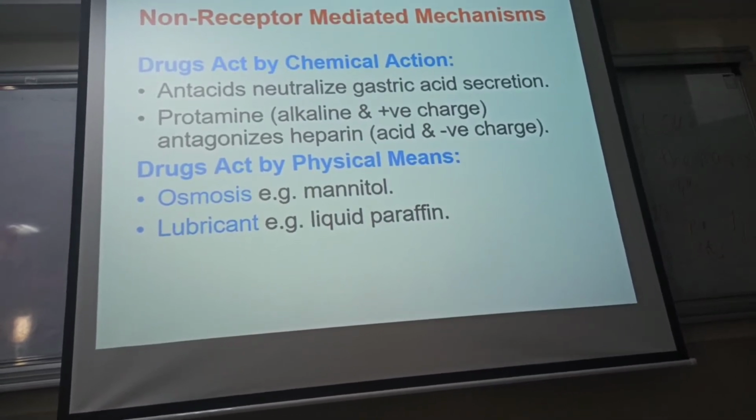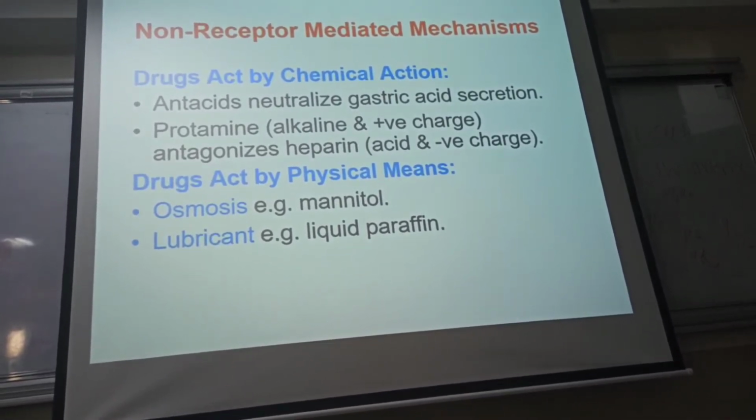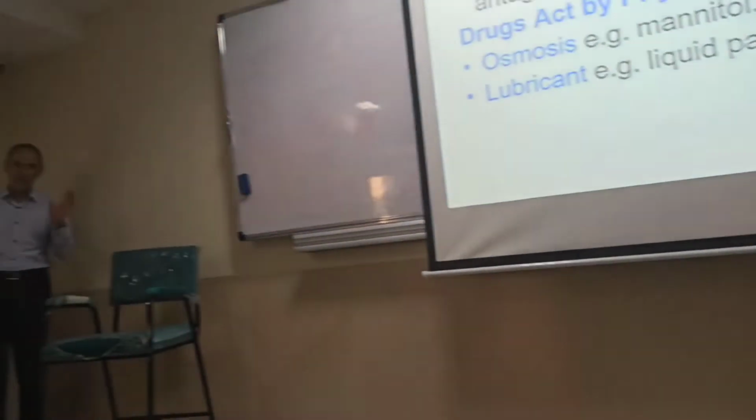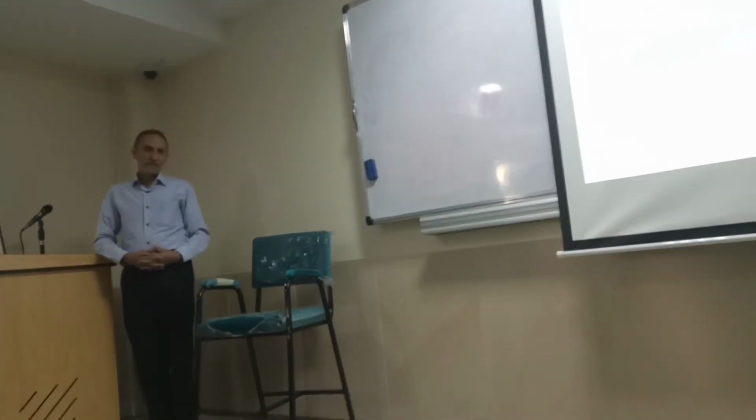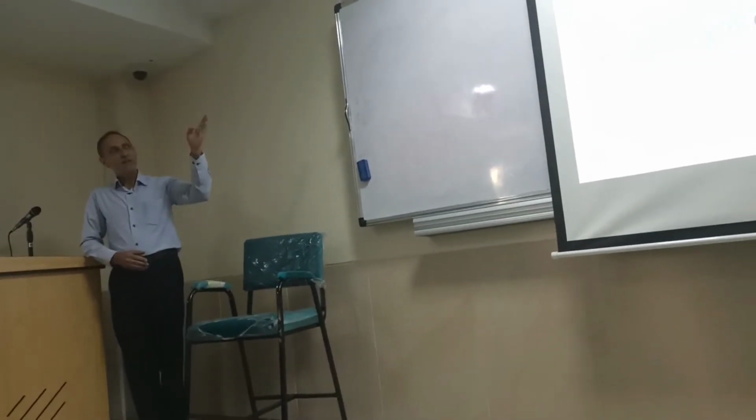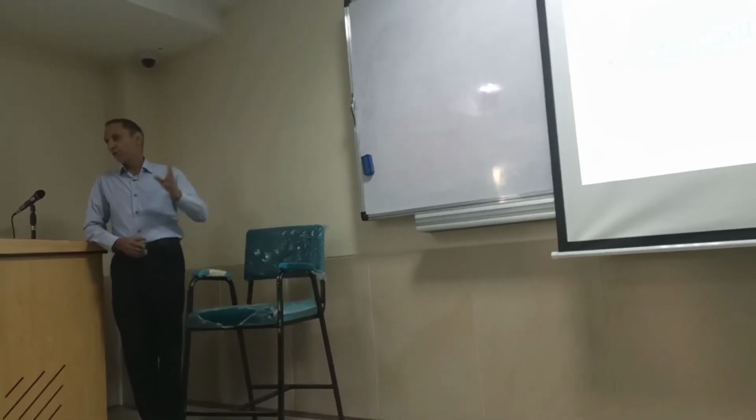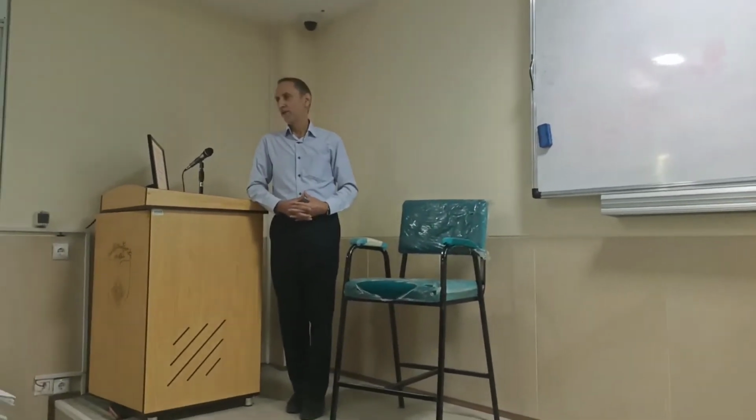Here we have some examples for non-receptor mediated mechanisms. I said that in more than 90% of cases we have receptors, but in some cases we have no receptor. For example, when we use antacids to neutralize the acid, it's only a chemical reaction. Acid in the stomach is neutralized by a base or alkaline substance. So there is no receptor.